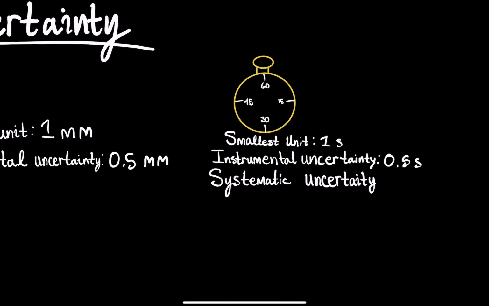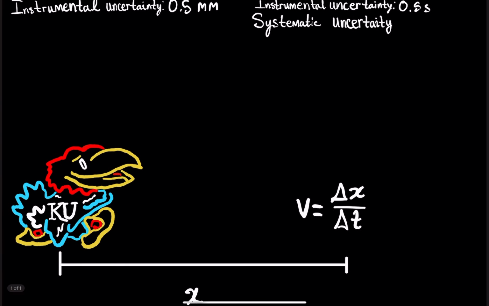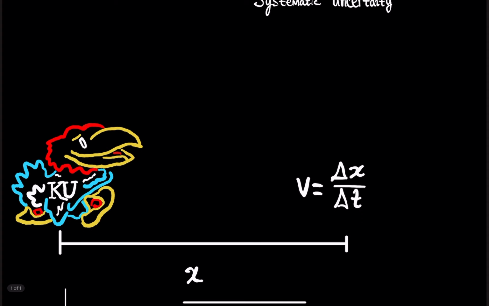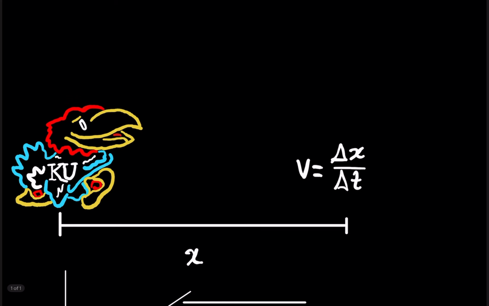So let's look at an example. In this case, we'll measure the speed of a Jayhawk. We know that the velocity of the Jayhawk is some change in distance over some change in time. So we can use the meter stick to measure the distance and the clock to measure the time. But because both of those have some uncertainty, our final velocity will also include some uncertainty.